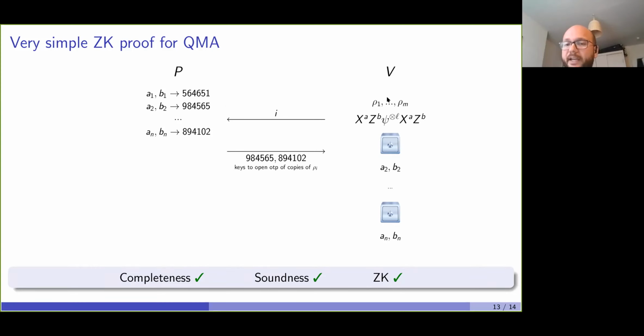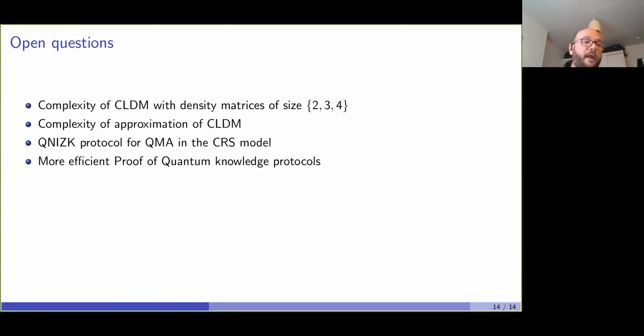Intuitively, you can see that because the only unencrypted part of the state psi that the verifier sees is a reduced matrix for which the verifier has the description, he's not seeing any quantum state whose description he does not have. And of course, you have to prove zero knowledge more formally by providing a simulator, but I'll skip it for now. And I'd like just to finish with some open questions.